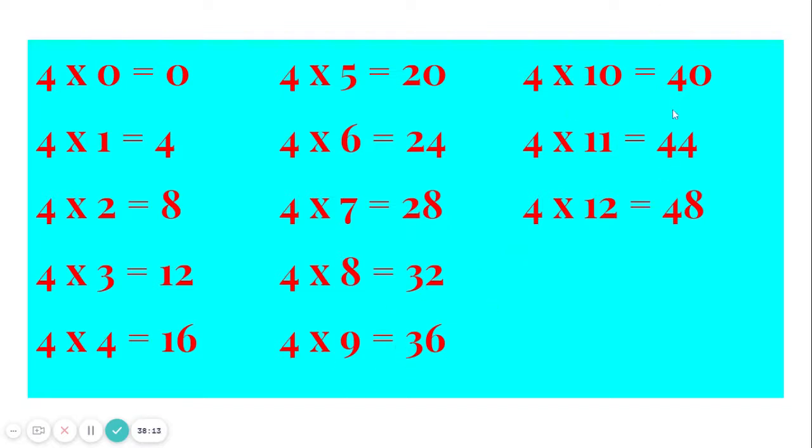4 times 10, put a 4, put a sticker on the end, 0. 4 times 11, write it twice, 44. 4 times 12, we're going to think of it as 4 times 10 is 40, plus 4 times 2 is 8. So 40 plus 8 is 48.